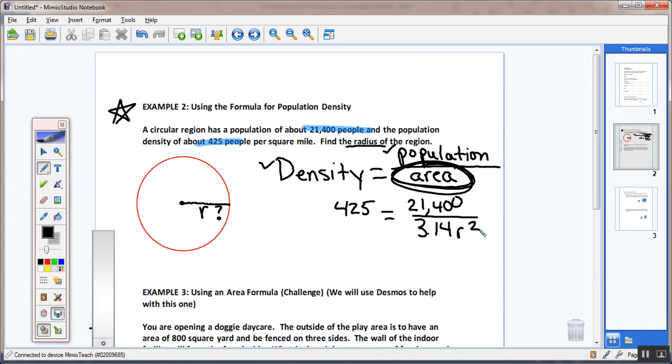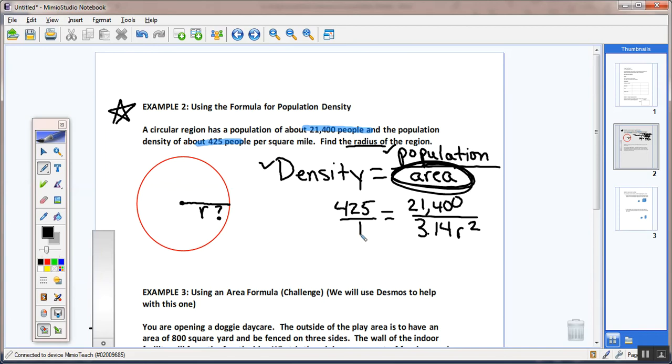Watch what I do here. I'm going to put this 425 over what? To keep it the same, 1. You guys agree I've formed a proportion here? One ratio equal to another ratio. Proportions, you can always do what? Cross multiply, right? Let's do that.